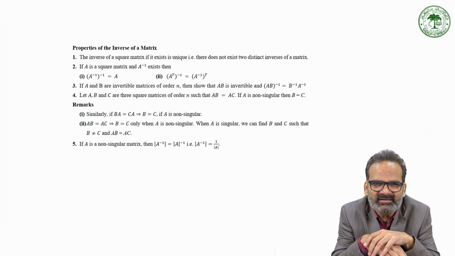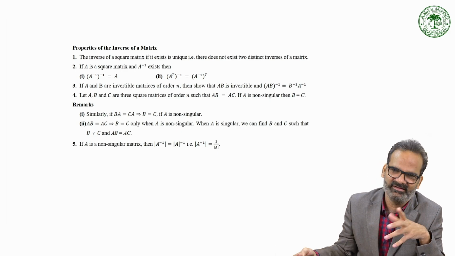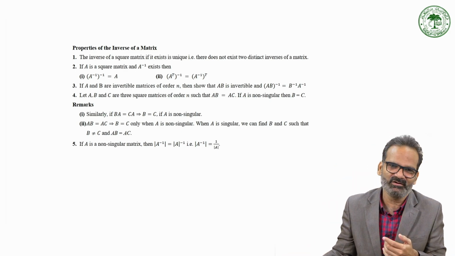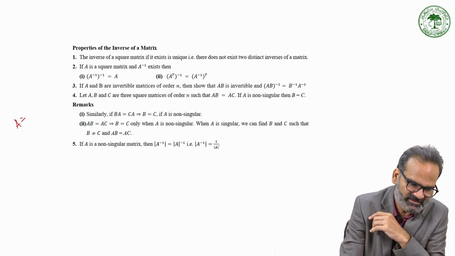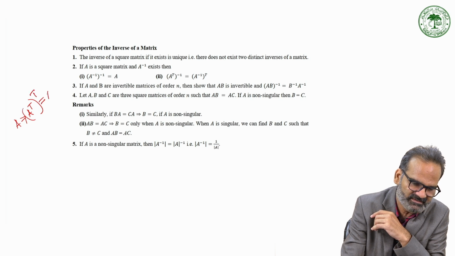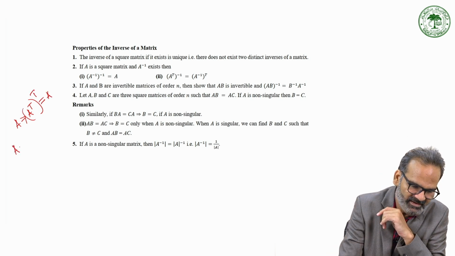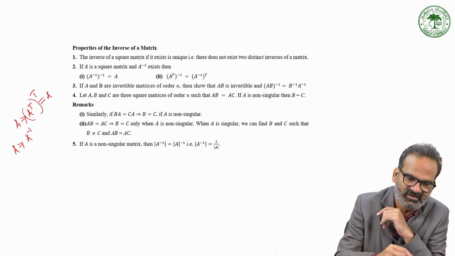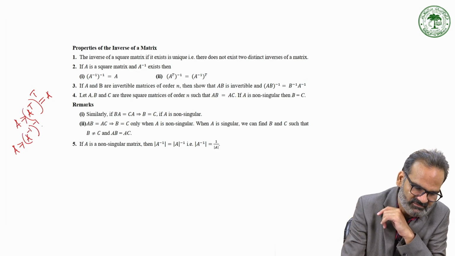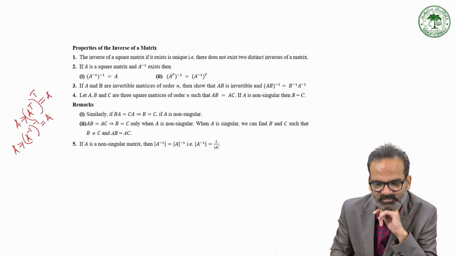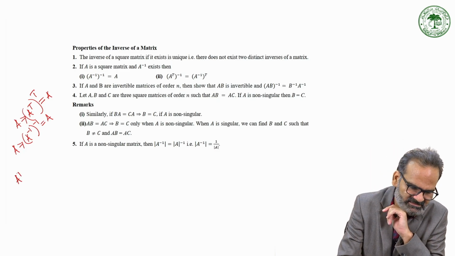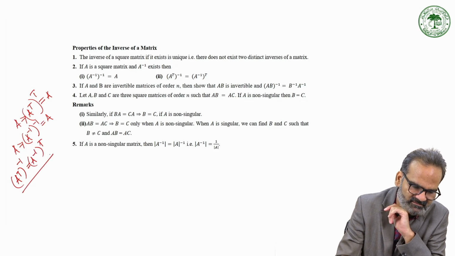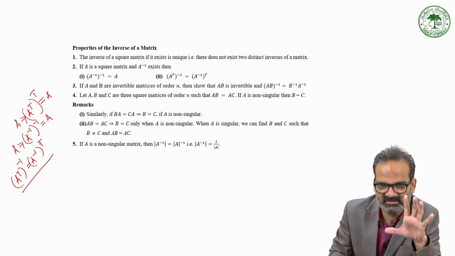Property 2 is what? If A is a square matrix and A inverse exists, then the inverse of A inverse is equal to A. This is very similar to the property of the transpose. If A is a matrix and A transpose is its transpose, if you take the transpose of the transpose, you get the matrix itself. Similarly, if A inverse is the inverse of A, and you take the inverse of this inverse, you get the matrix itself. This is property 2. Second thing, the inverse of the transpose is equal to the transpose of the inverse. Right? You can verify these two properties yourself.